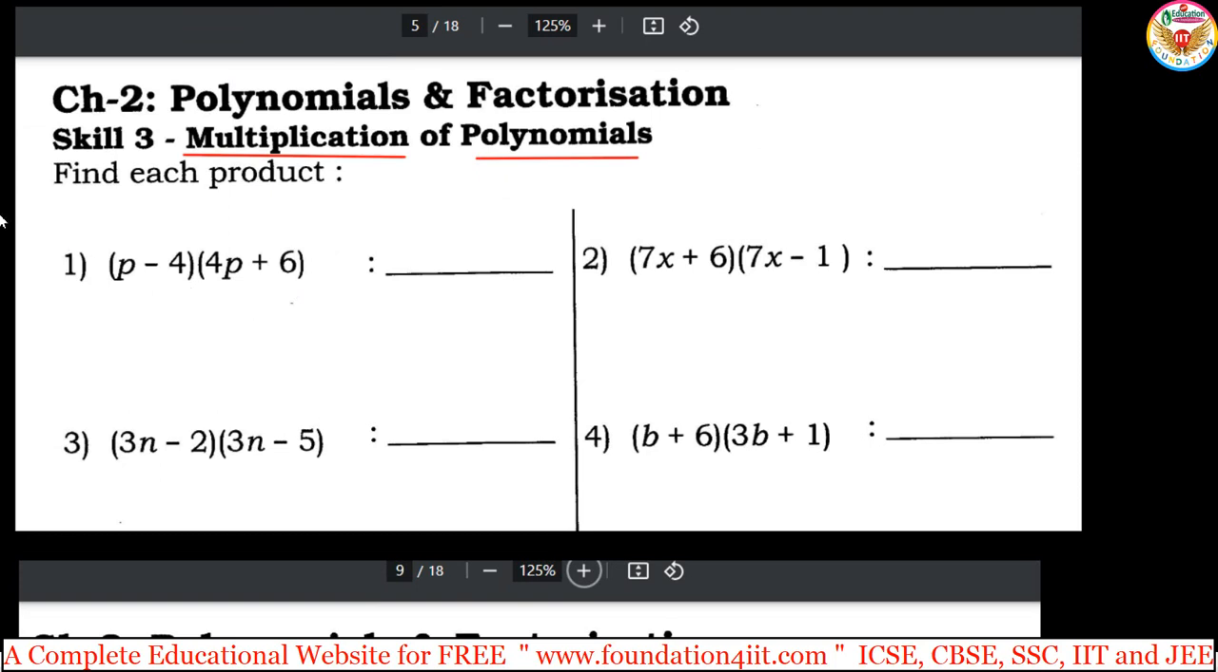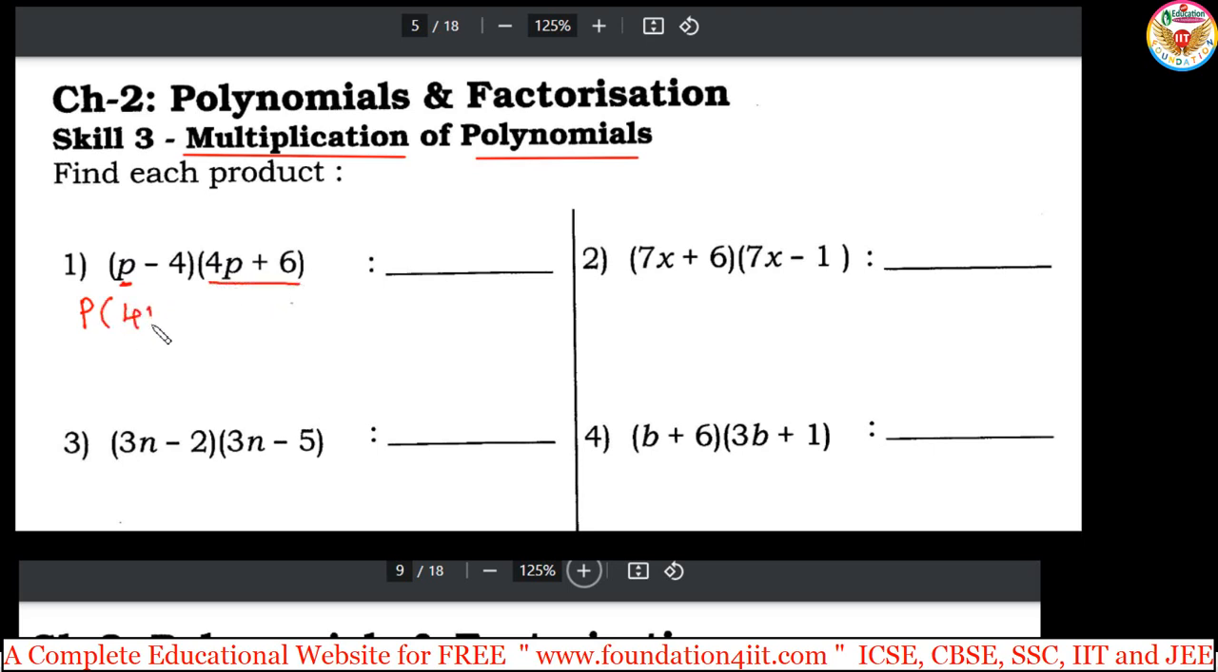Right, so we can multiply using formulas, and also without formulas. We have two cases, I'll explain one by one. In this problem, p minus 4 into 4p plus 6. So this is one expression. 4p plus 6 is also one expression. Two, 4 terms total. So that means first expression with first term, we should multiply this entire expression.